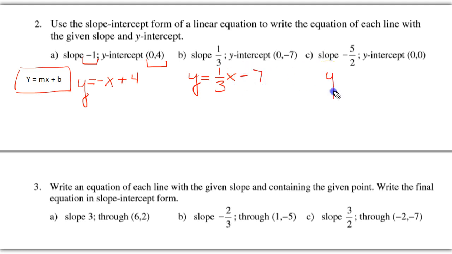And this will be y equals a negative 5/2 x. Now, we don't put plus 0. When it goes through the origin, there's just no b that's written. So again, these should be pretty easy for you. But I find sometimes students fail to put the x there. They'll forget that the x must be there to put it in slope-intercept form.